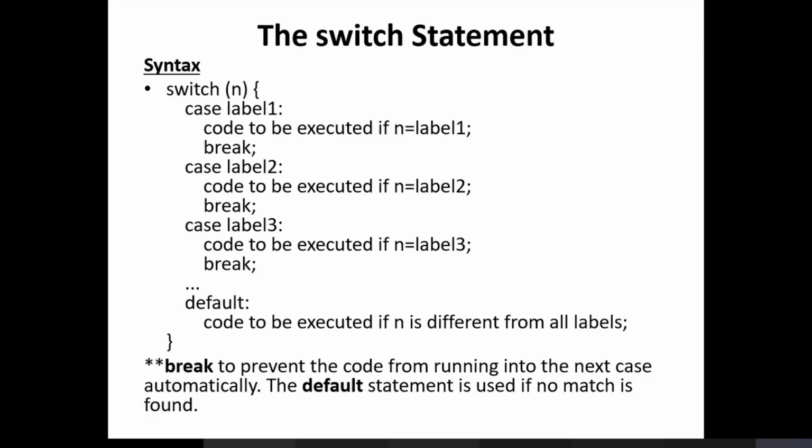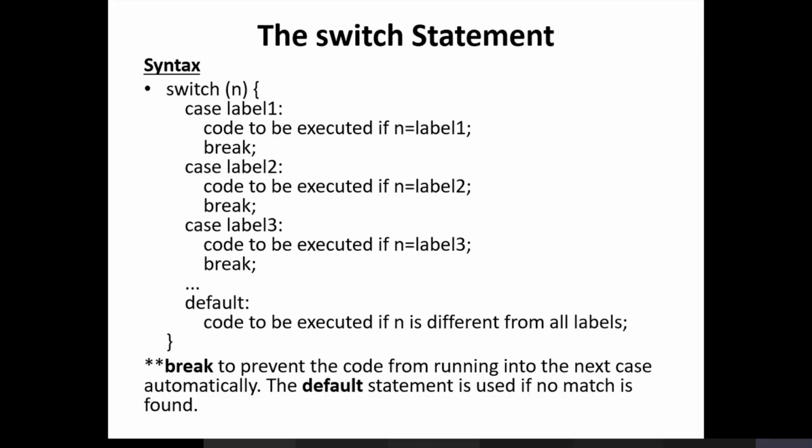The same way, if label 2 is also not having break and label 1 is true, then the code will execute label 1, label 2 and label 3 and keep on executing until either the program gets finished or it encounters a break keyword. So that's the use of a break. The break is used to prevent the code from running into the next case automatically, because if it happens, then we will not be getting the appropriate output as a result.